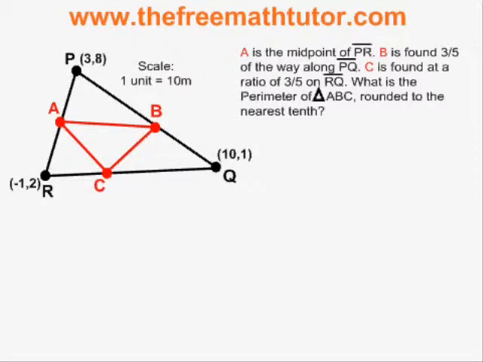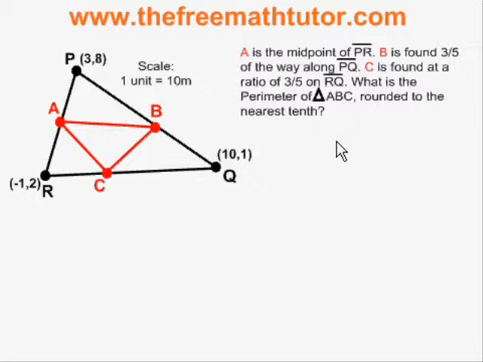In this problem, we have triangle ABC that is inscribed in triangle PQR. We have the vertices of PQR but not of ABC. Instead, we have some clues as to their locations. A is a midpoint, B is found 3/5 of the way along PQ, and C is found at a ratio of 3 to 5 on RQ. We need the perimeter of triangle ABC.